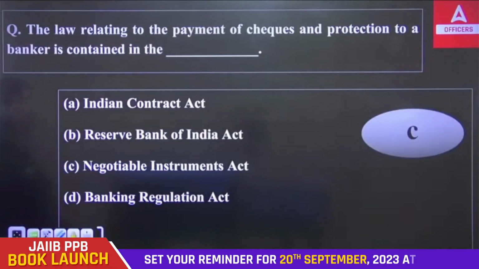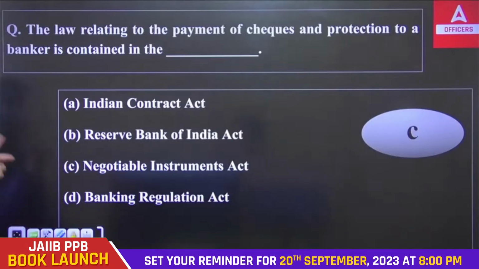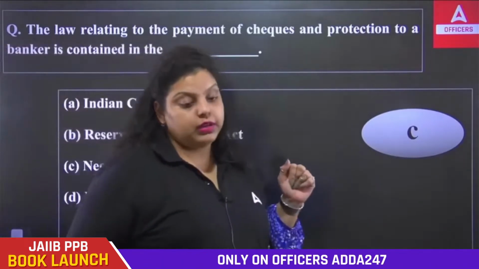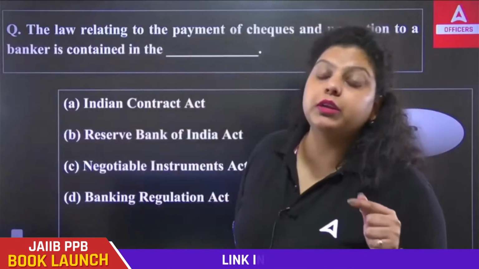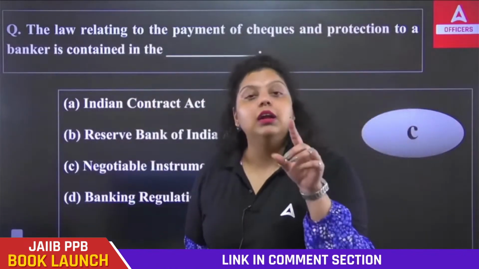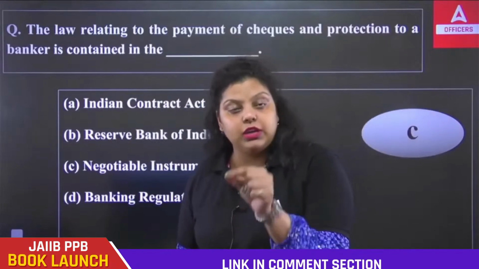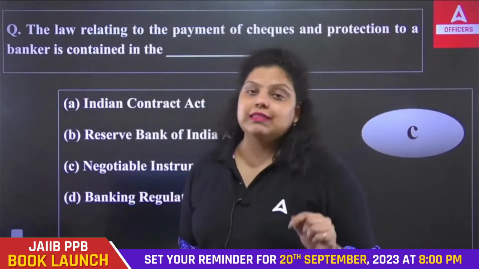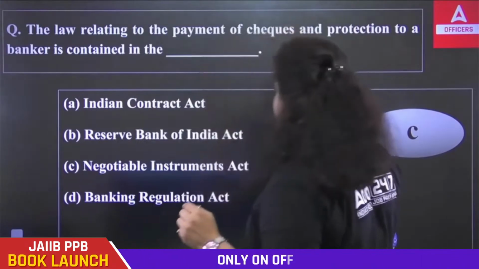The payment of check and the protection to a banker. So protection to a banker will be provided under section 131 of the Negotiable Instruments Act. And to which particular banker? To the collecting banker. In case of check protection, in case of collection of a check, the protection will be given to the collecting banker in section 131 of the Negotiable Instruments Act.